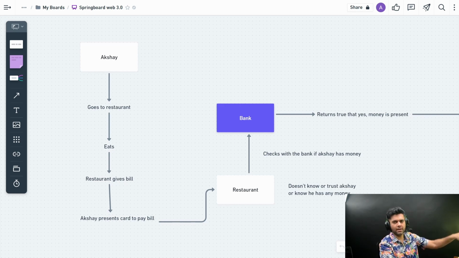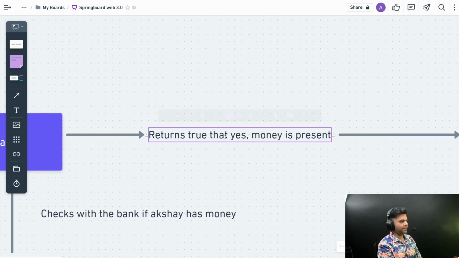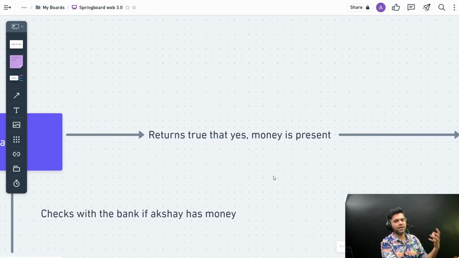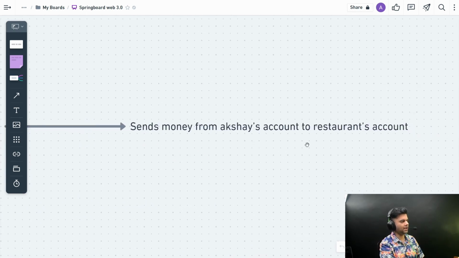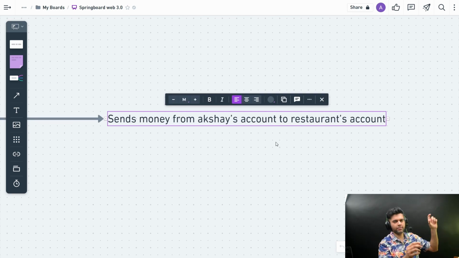And this is just one example, right? It could be in hospitals, government documents, booking cabs, whatever. I'm just showing you the example of a bank here. Whenever the bank returns true, saying that yes, Akshay has the money that he owes the restaurant, only then is the money sent from Akshay's account to the restaurant's account. That's how the transaction takes place.